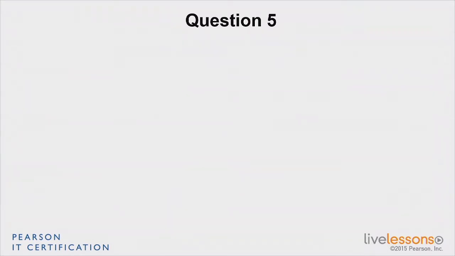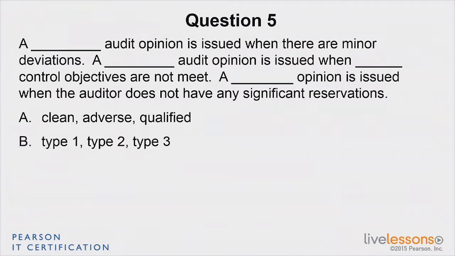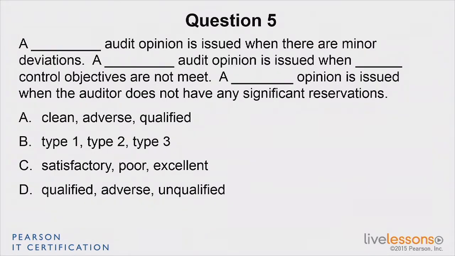Question 5. A blank audit opinion is issued when there are minor deviations. A blank audit opinion is issued when control objectives are not met. And a blank opinion is issued when the auditor does not have any significant reservations. So let's look at our choices. Clean, adverse, and qualified. Type 1, Type 2, and Type 3. Satisfactory, poor, and excellent. Or qualified, adverse, and unqualified.